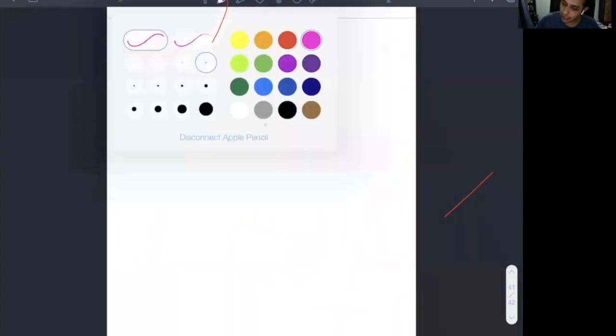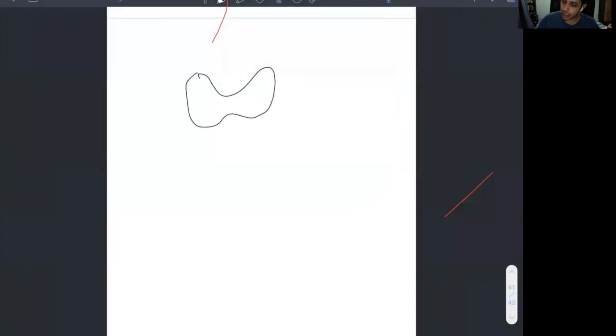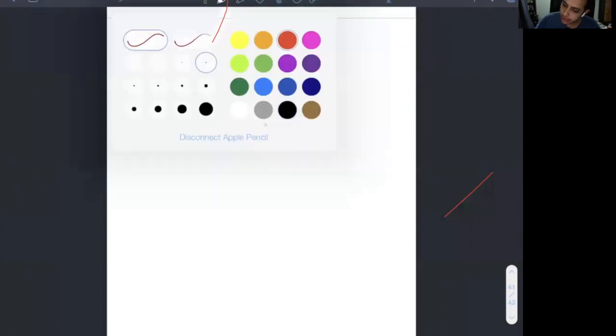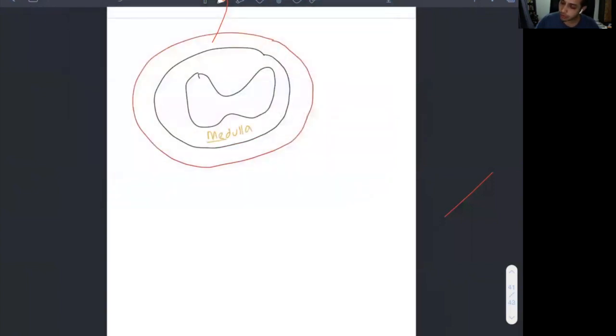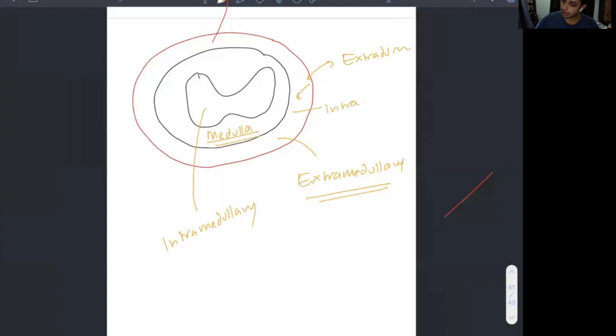Now we'll just talk about this in one line. So if this is the cord and this is the dura, the substance of the cord is called the medulla of the cord. So you can have intramedullary lesions. You can have extramedullary lesions. And the extramedullary can be either extradural or intradural. So depending on whether it is outside or inside the dura, it is extradural or intradural. And depending on whether it is inside or outside the medulla of the cord, it is intramedullary or extramedullary. Okay. So that is that.